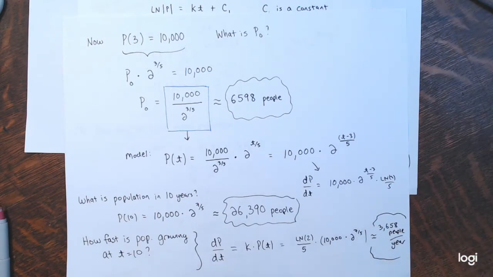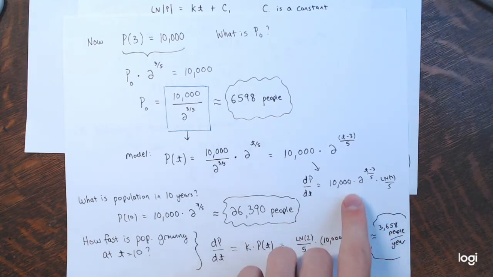Approximately. All right. At the time when t equals 10, at the 10-year mark, because that will change. You see how dp dt is a function of time, so it will change from year to year. But at year 10, the rate at which the population is growing is approximately 3,658 people per year.